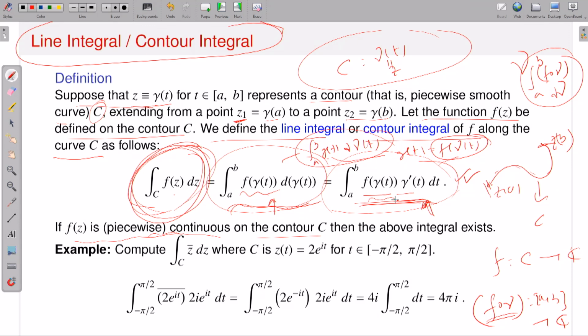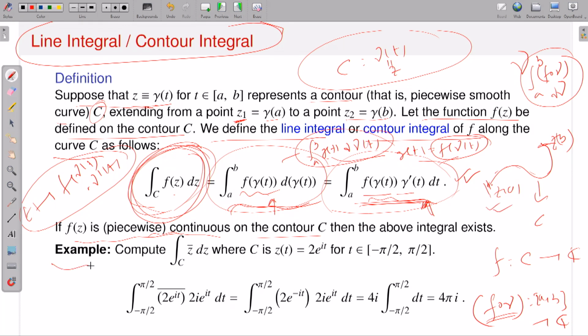Now if f is piecewise smooth and gamma is the parameterization of a contour, then the map t goes to f of gamma t times gamma prime of t is also piecewise continuous. Therefore the corresponding Riemann integral exists, and you can easily calculate it if you know the parameterization of your contour and the function f. So this is the definition of the line integral or contour integral.